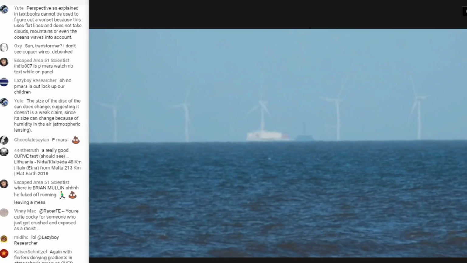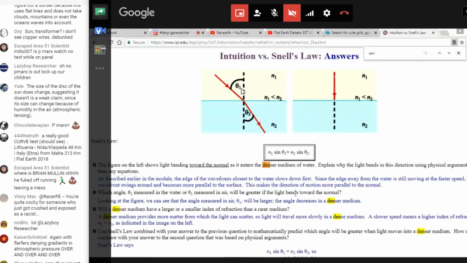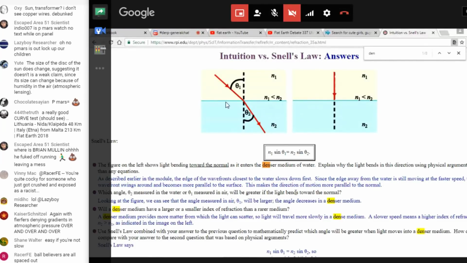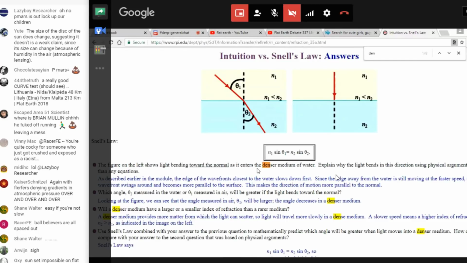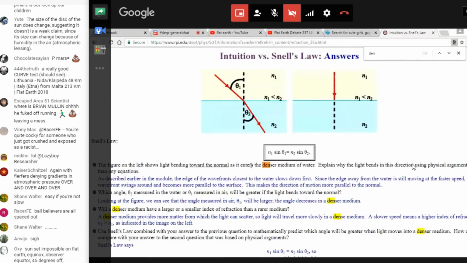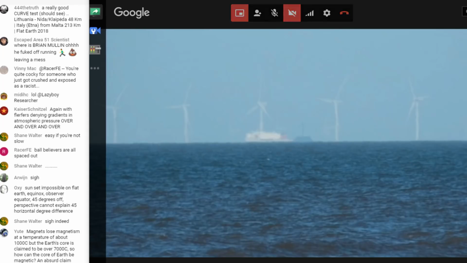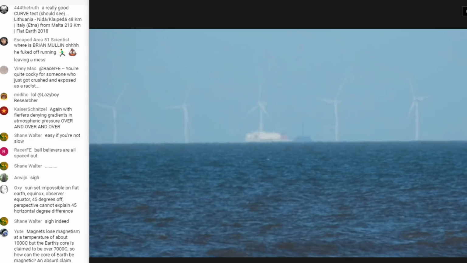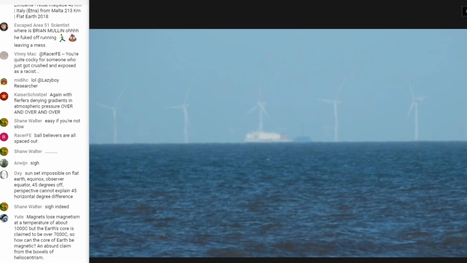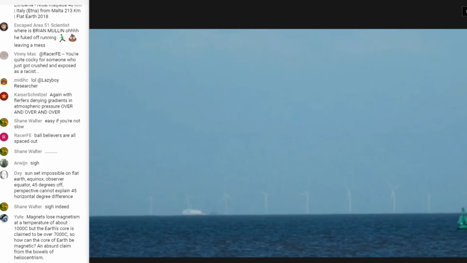Can you see that divide between the two, P Mars? That's the boundary between two mediums. We don't. It says right here, denser medium. So between air and water, two different mediums. Yeah, but there's a boundary between the two, right? That allows you to calculate or measure the incident. A denser medium provides more matter from which light can scatter, so light will travel more slowly in a dense medium. So what?